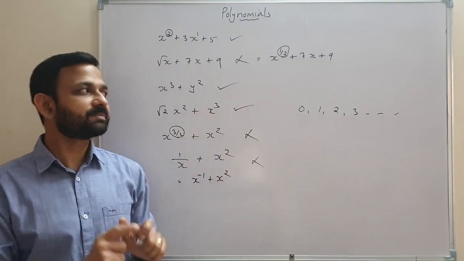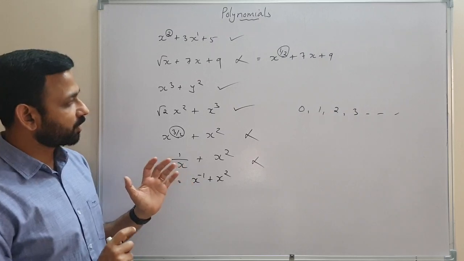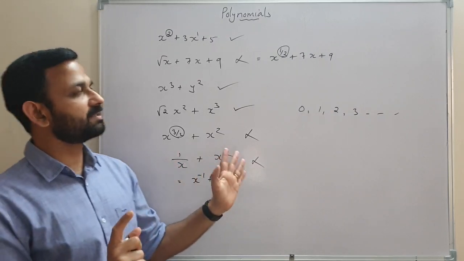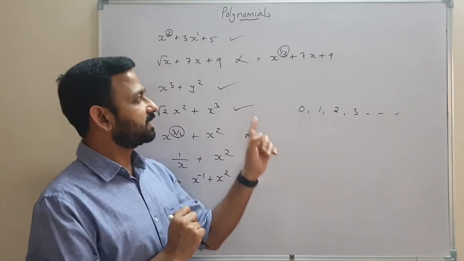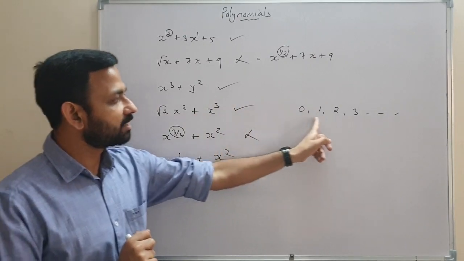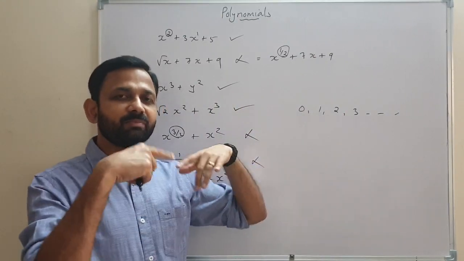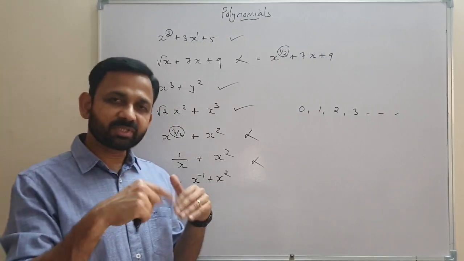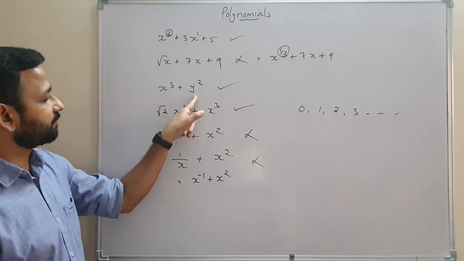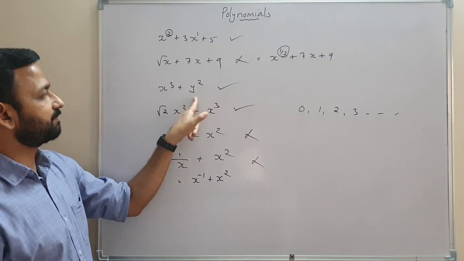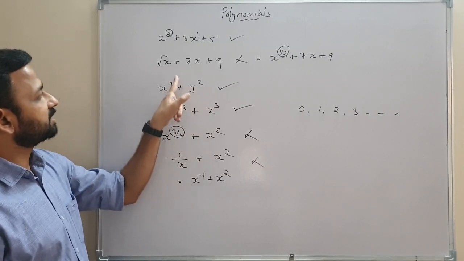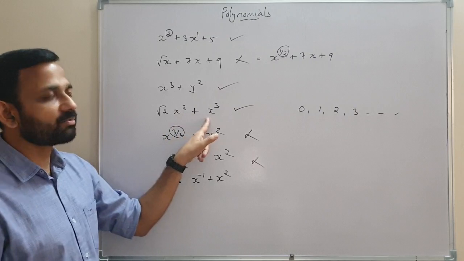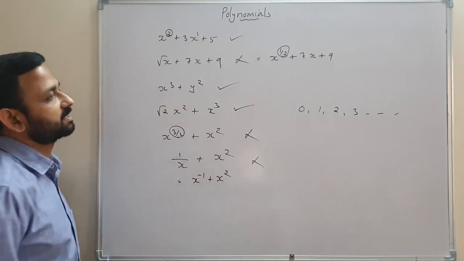So a polynomial is an algebraic expression with one condition: the powers of the variables should be whole numbers. And polynomials can be in one variable or more than one variable. So this is an example of a polynomial in two variables, and this is an example of a polynomial in one variable.